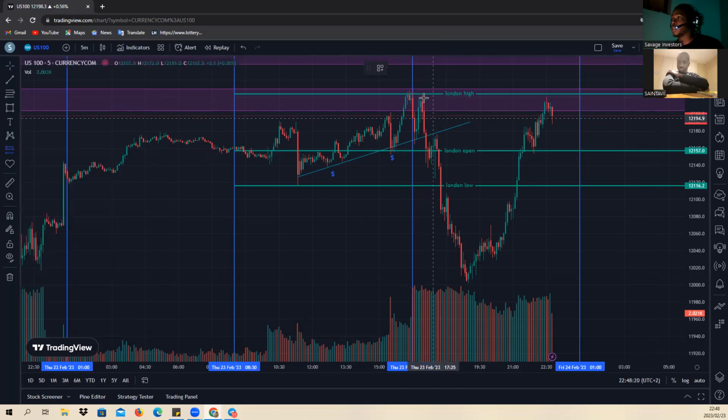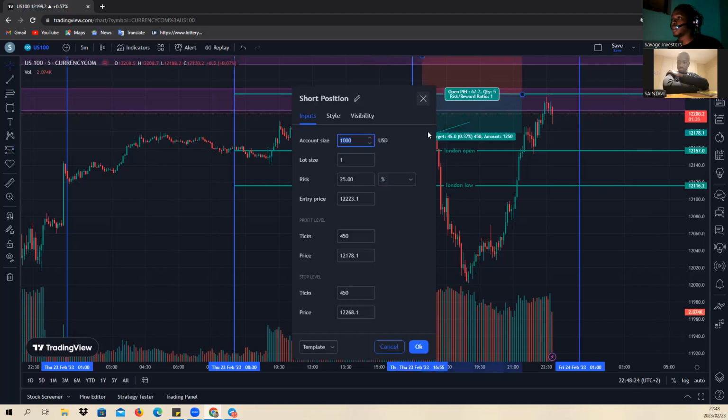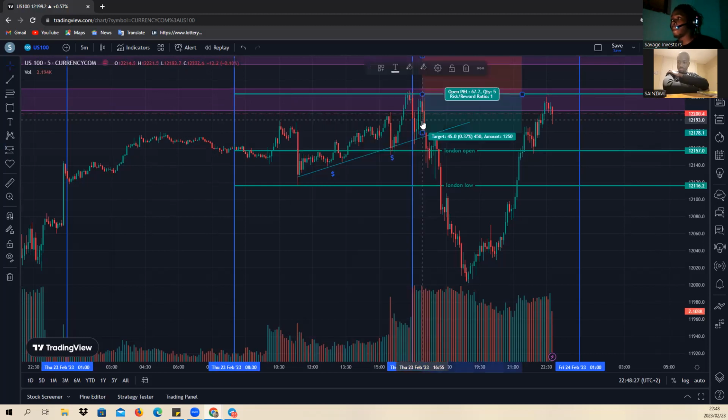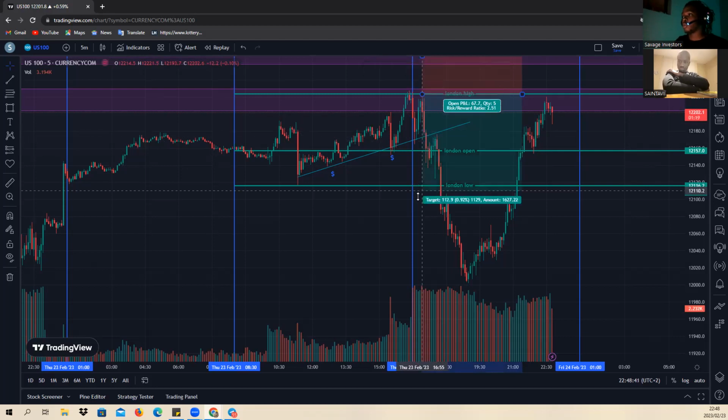This would have basically been our entry right there on the high. And then we would have taken that. Our risk to reward ratio would have been from that point till our low. You see, we would have just taken profit by our low.